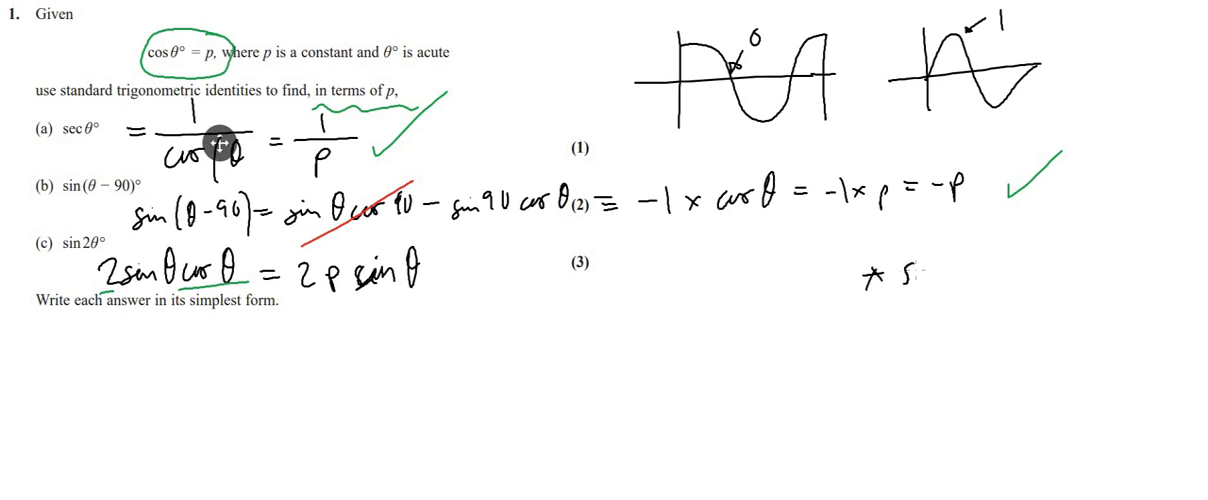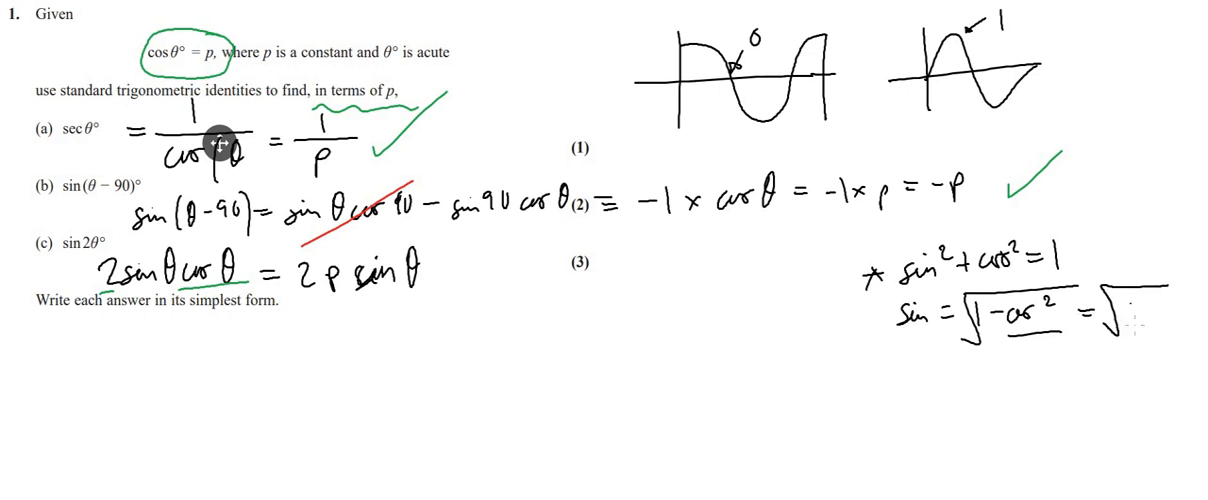So now what we need to do, we need to replace sine of theta. Well, we know the identity that sine squared plus cos squared equals 1. So that means that sine is equal to 1 minus cos squared, all square rooted. Okay, because sine squared is equal to 1 minus cos squared. Well, cos squared is already defined as p. So that's 1 minus p squared. So we can write this as 2p times the square root of 1 minus p squared. Now we've written the third one in terms of p.